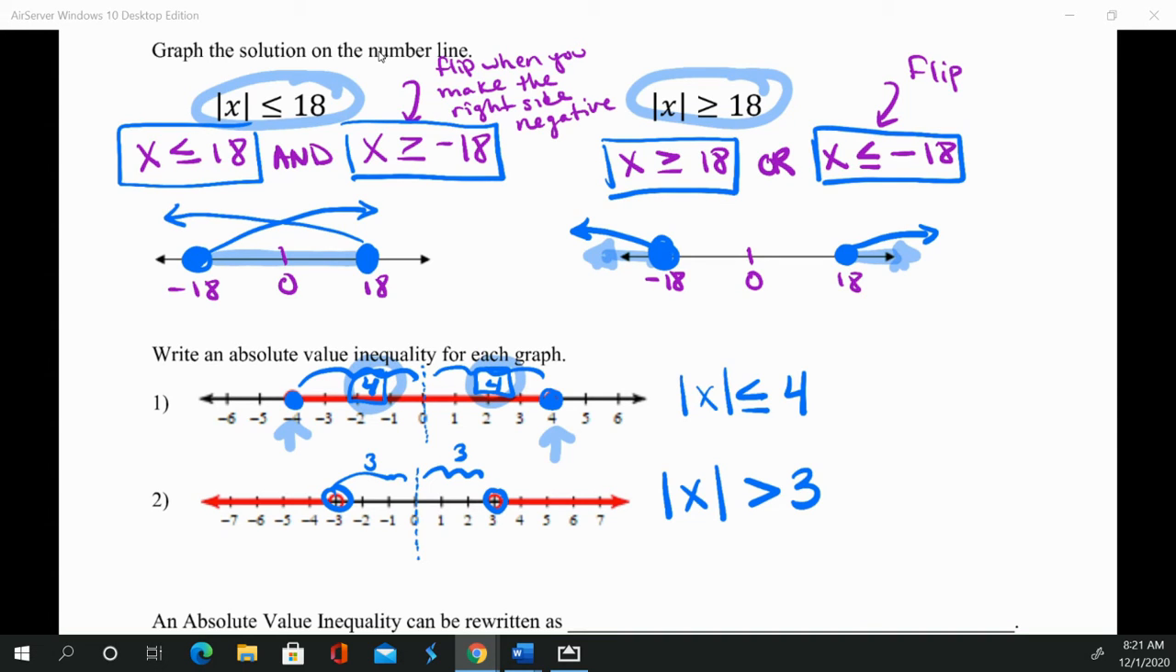Number 2 was, again, nothing added or subtracted to x inside the absolute value. It was greater than because it was an or inequality, graphed like the second one we did. And it's not equal to because they're both open. And it's 3 because of the distances from 0 that those 2 endpoints are.